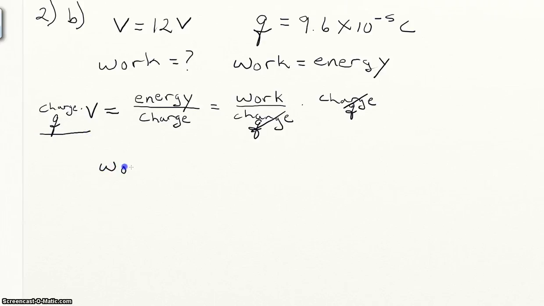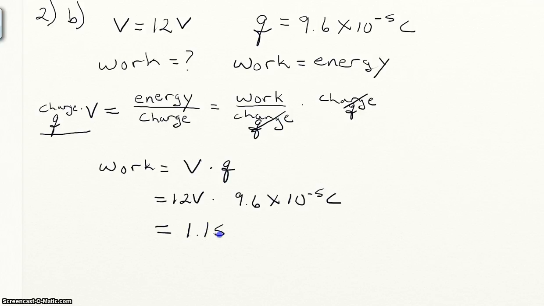So it looks like this. Work is going to be equal to voltage times the charge. And now I can substitute in, because I have those things. I have 12 volts, and I'm going to multiply that by 9.6 times 10 to the negative fifth coulombs. And if I multiply this out on my calculator, I end up getting 1.15 times 10 to the negative third.